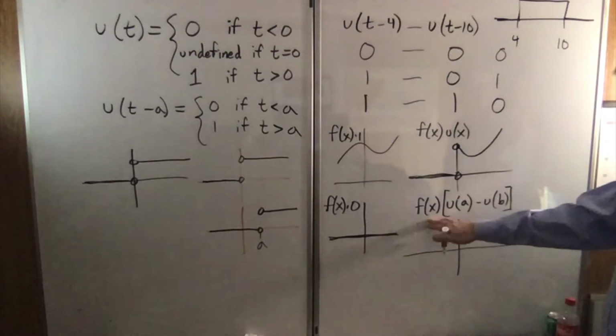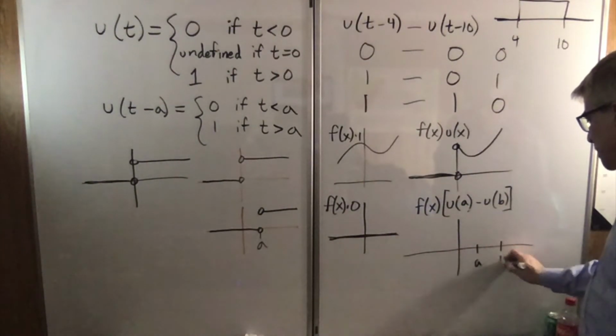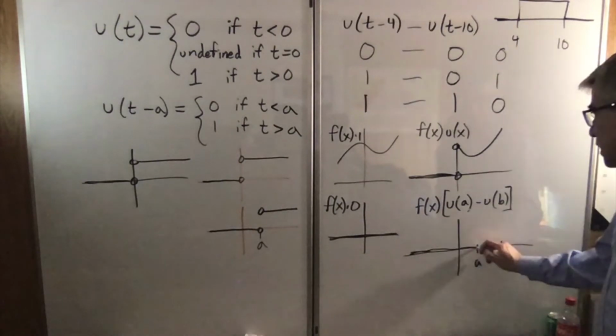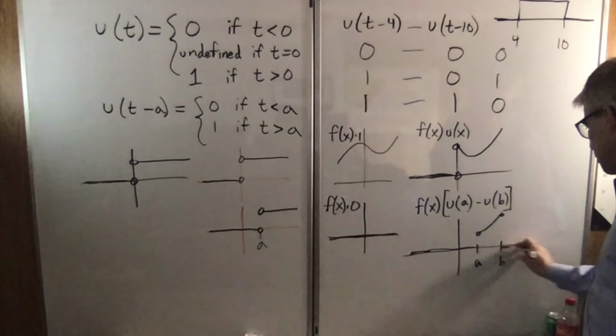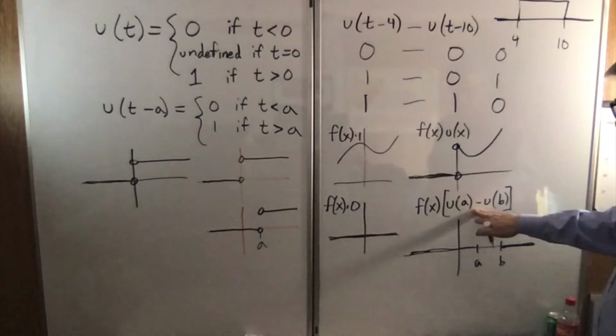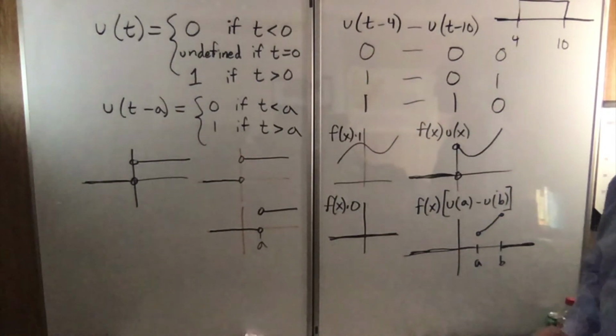Likewise, if we have f of x times u of a minus u of b, we're going to have a to b. The function is going to be 0, then it's going to become that part of the function, and then it's going to be 0 again. Multiplying a function by these two step functions subtracted is a way to isolate a piece of that function.